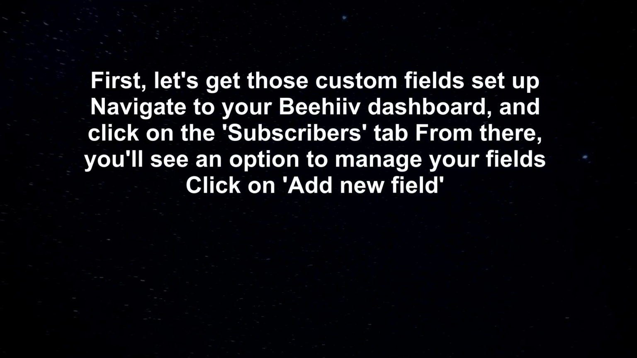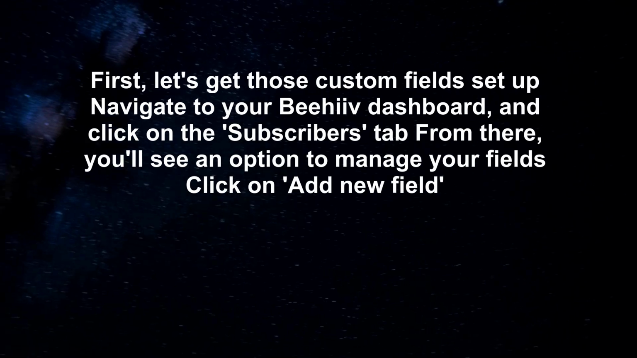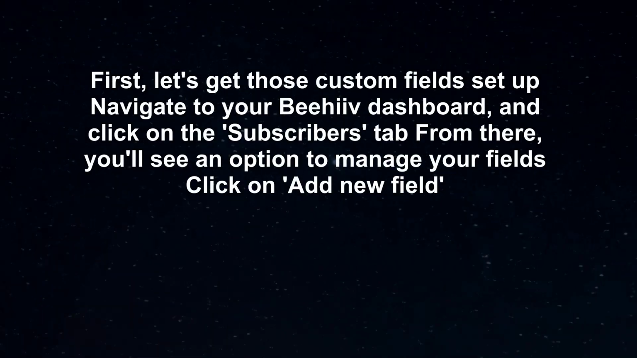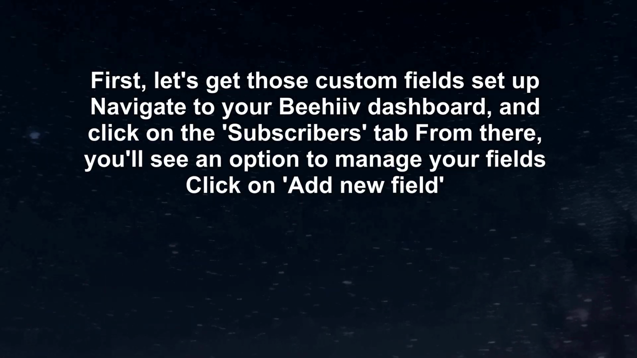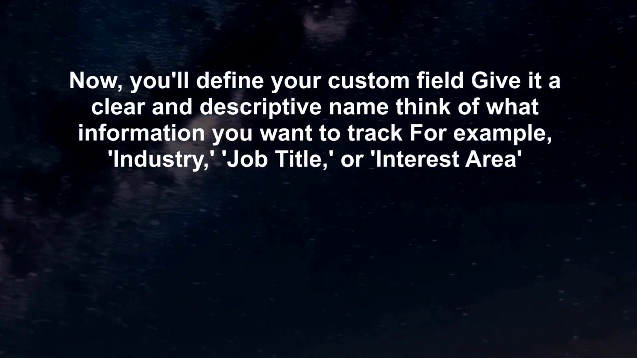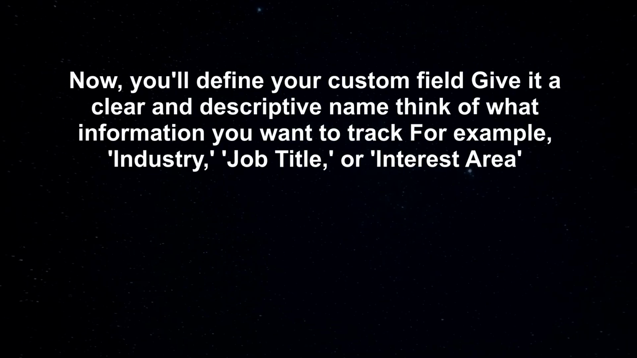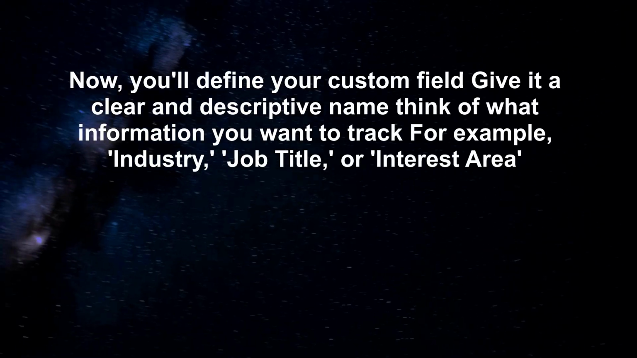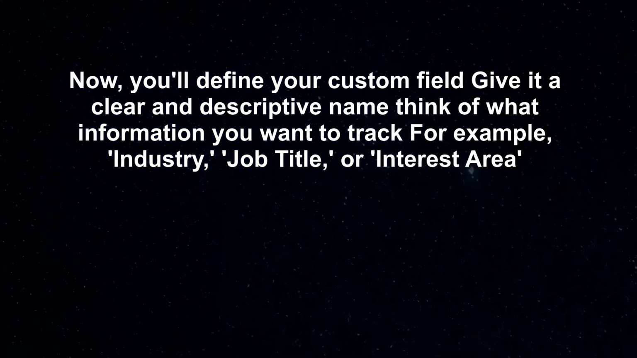First, let's get those custom fields set up. Navigate to your Beehiiv dashboard and click on the Subscribers tab. From there, you'll see an option to manage your fields. Click on Add New Field. Now you'll define your custom field, give it a clear and descriptive name. Think of what information you want to track, for example, industry, job title, or interest area.